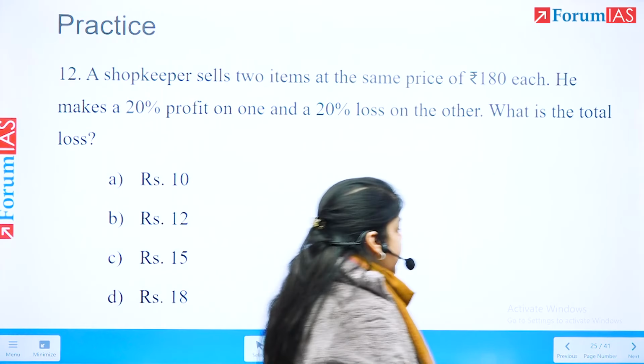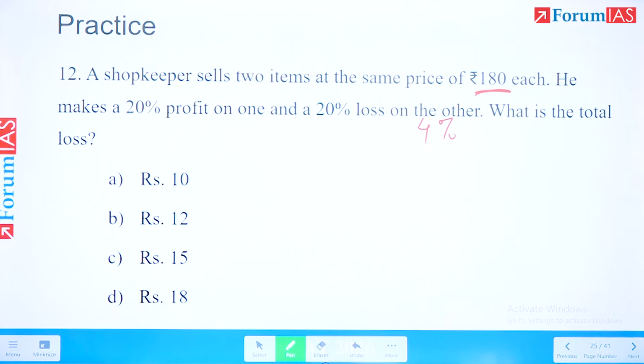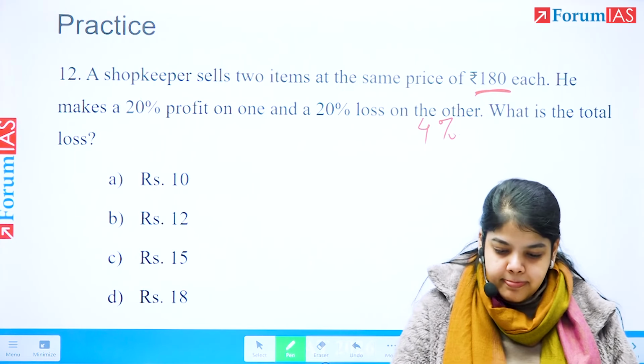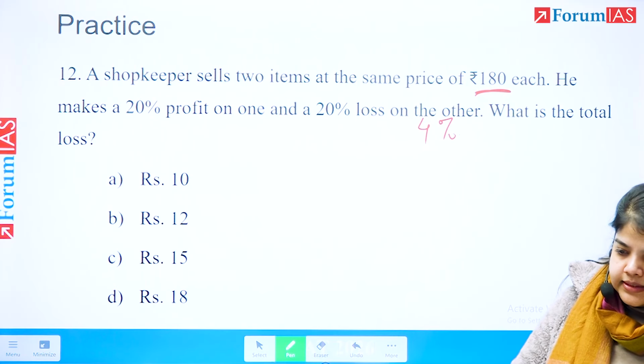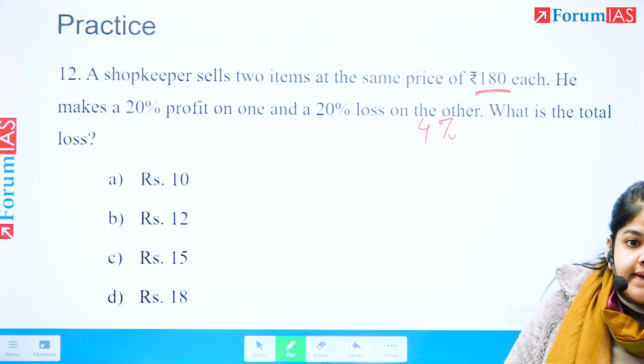A shopkeeper sells, you already know it is 4%, we've calculated already. Lekin he is selling at rupees 180. What is the total loss? 15. 50.